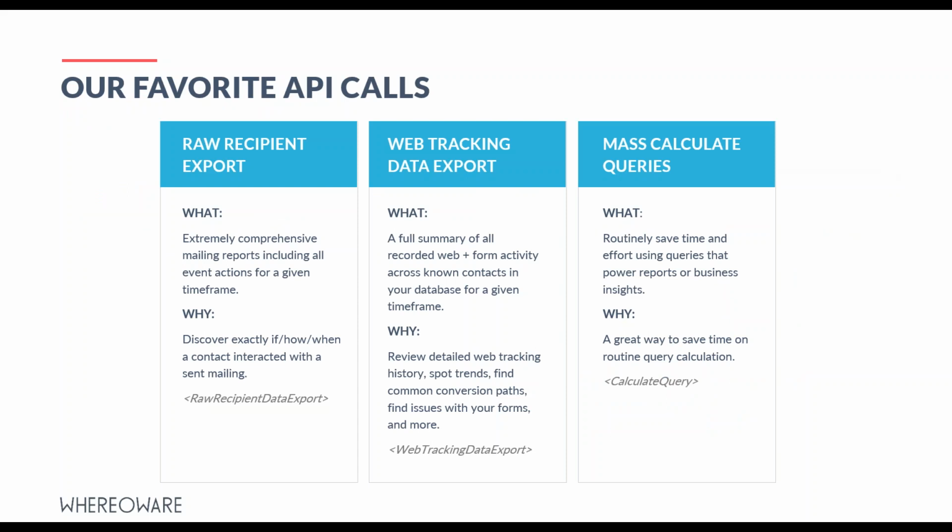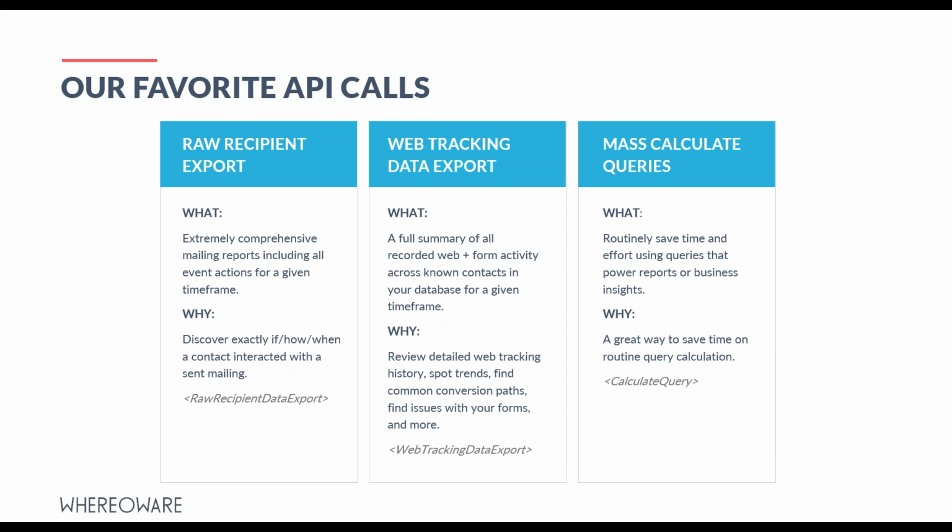I would say the raw recipient data export is probably the most used call because it gives us a ton of valuable information, such as all of the actions performed by all of our individual users within a given time frame. The web tracking report is really valuable behavior information that shows all web and form activity across the subscribers for a given time. So you can see what pages they're viewing and what forms they're submitting. It's all very useful information, so you can see if there are any trends or dips within the user experience.